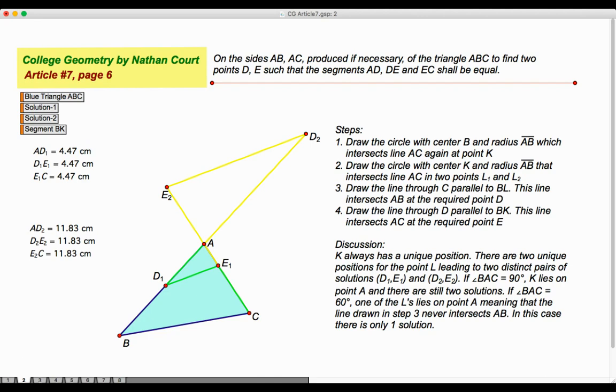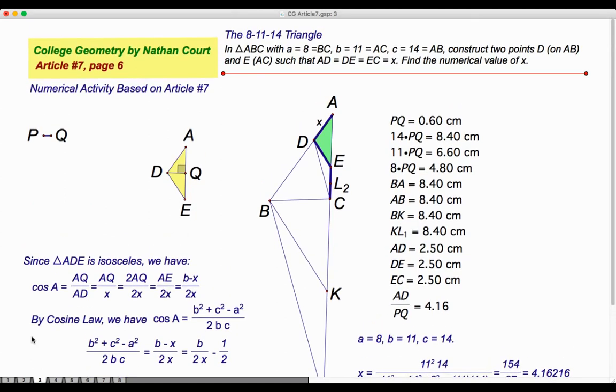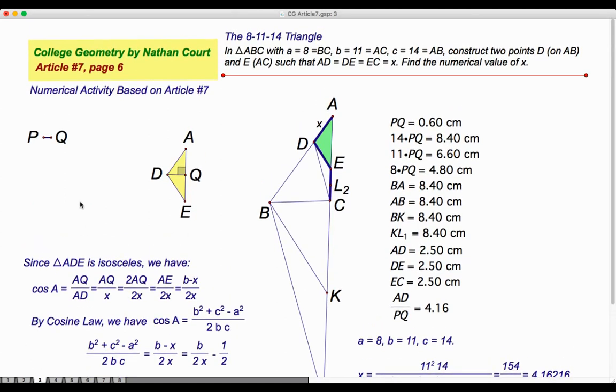Now, guys, let us try to extend this problem from another perspective. We kept on doing construction. Why don't we convert it numerically? So I just thought of an 8, 11, 14 triangle. There are several ways to look at it, but I wanted my a, which is this side, to be equal to 8 units. b is opposite B, so that's line segment AC, and that's 11 units. And c is the longest one, which is AB, equal to 14 units.